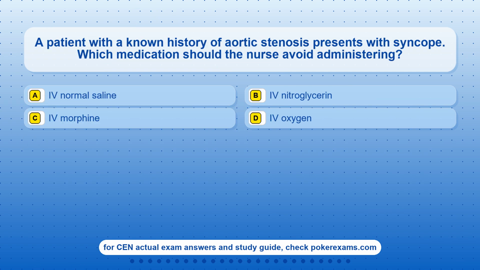Question 20. A patient with a known history of aortic stenosis presents with syncope. Which medication should the nurse avoid administering? Option A, IV normal saline. Option B, IV nitroglycerin. Option C, IV morphine. Option D, IV oxygen.